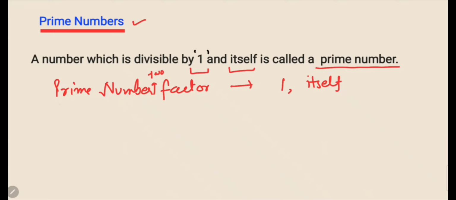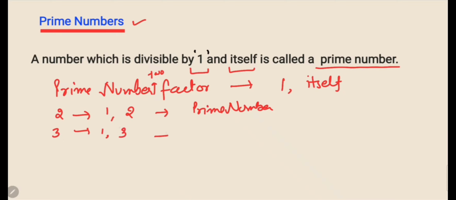So let's see whether 2 is a prime number or not. We know 2 has only two factors, one is 1 and another one is 2. So 2 is a prime number. And what about 3? 3 has only two factors, 1 and 3. So this is also a prime number.